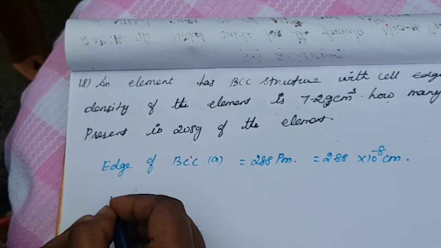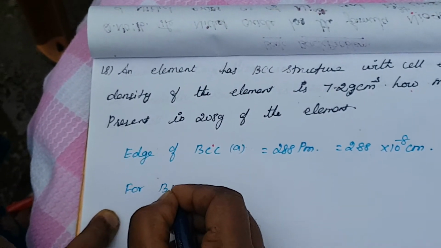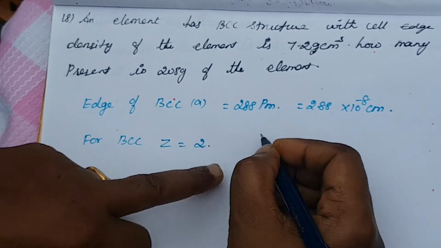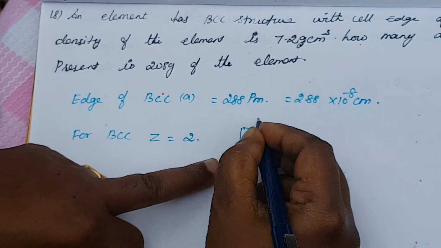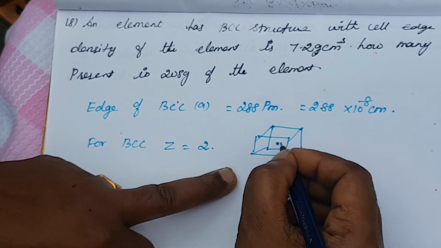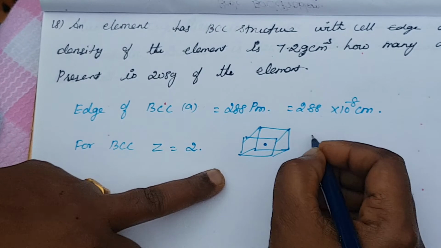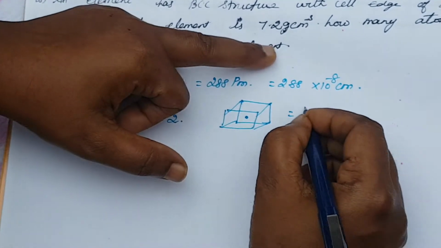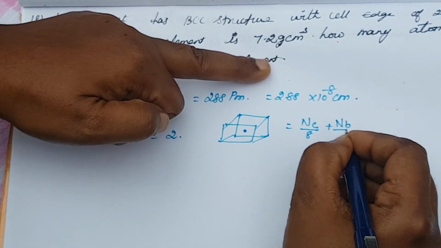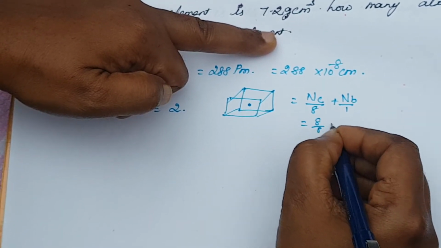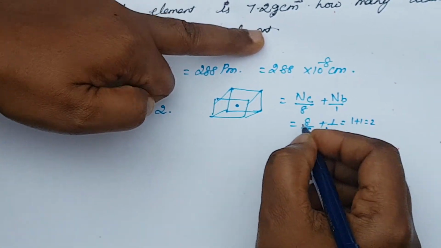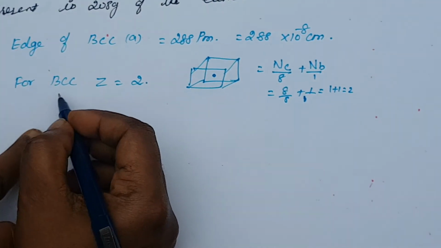Okay, for BCC, what is the number of atoms? How to calculate? The number of atoms in BCC, the body centered cubic unit cell. The atoms at the corners are shared by 8 unit cells, and the atom in the body center belongs to 1 unit cell. So that is 8 by 8 plus 1 by 1, equal to 1 plus 1, equal to 2. This we already studied. Okay, that is the BCC.